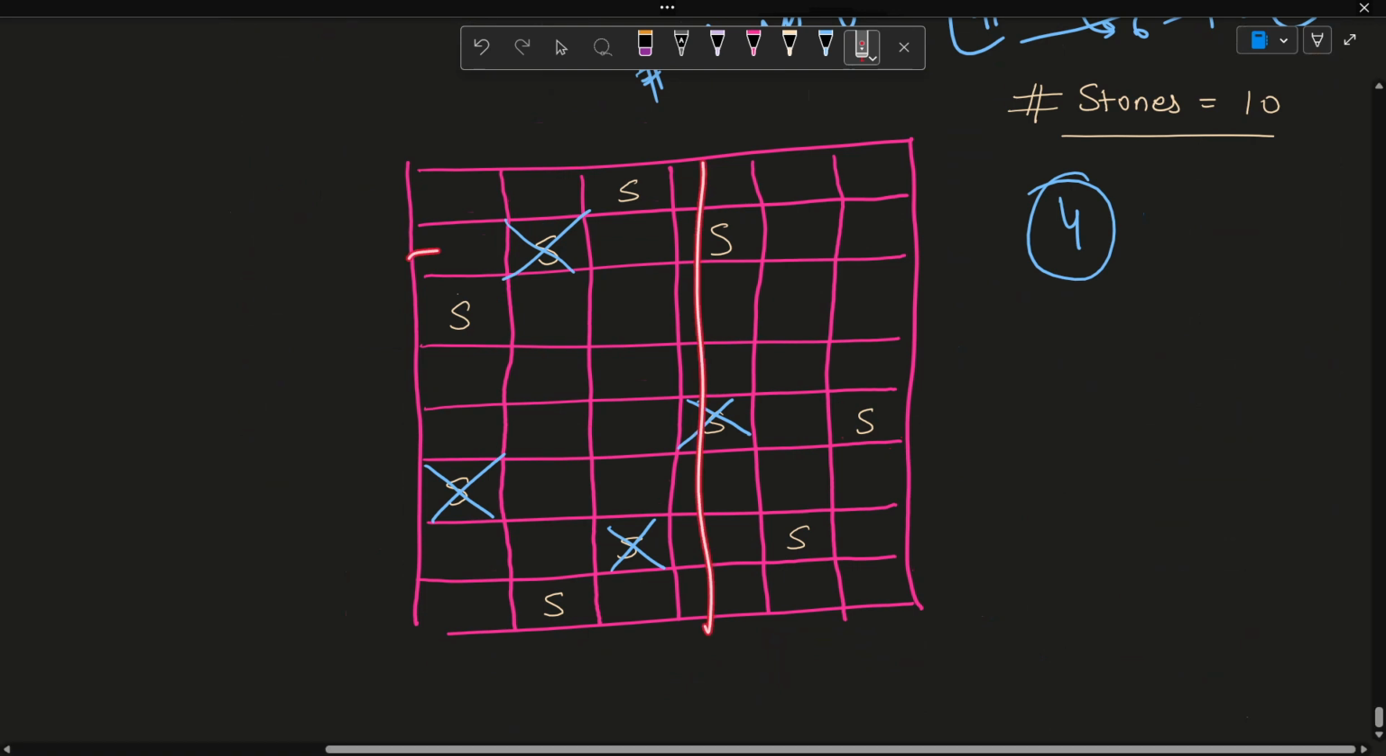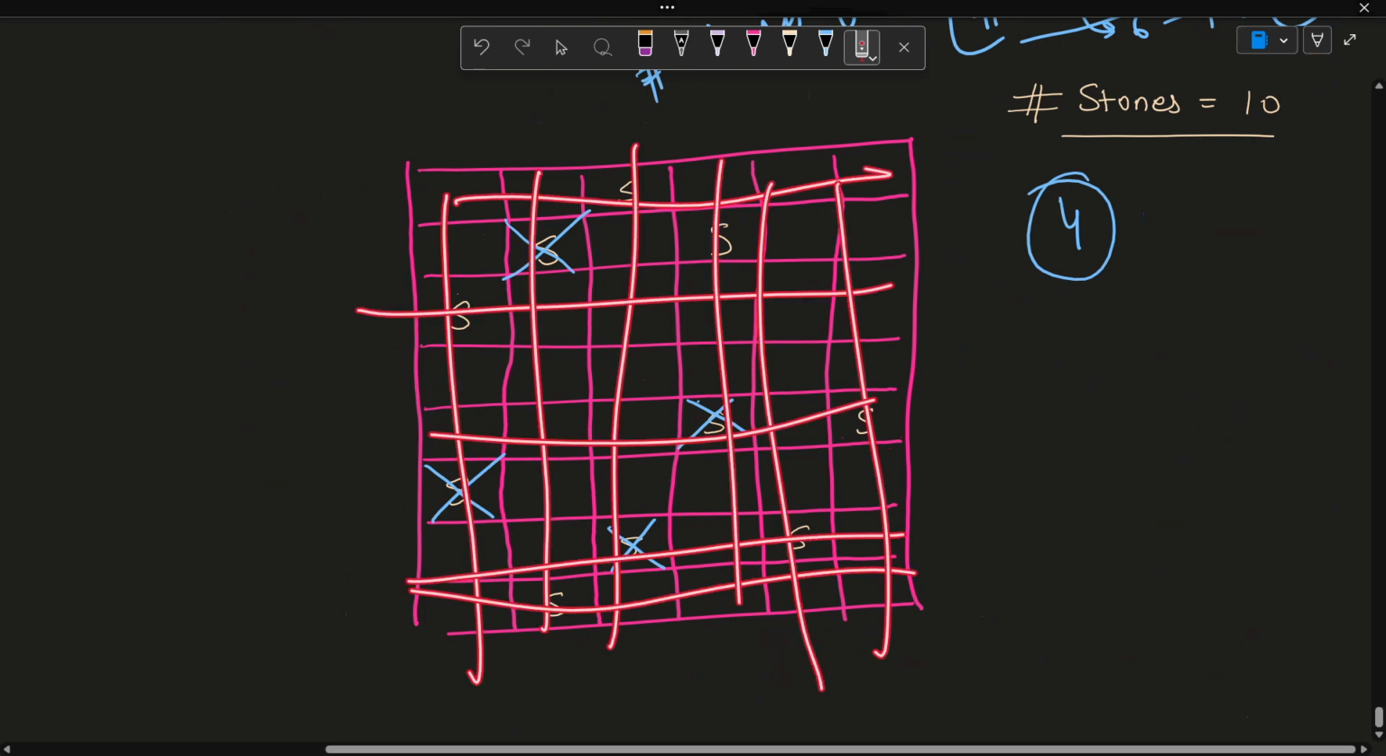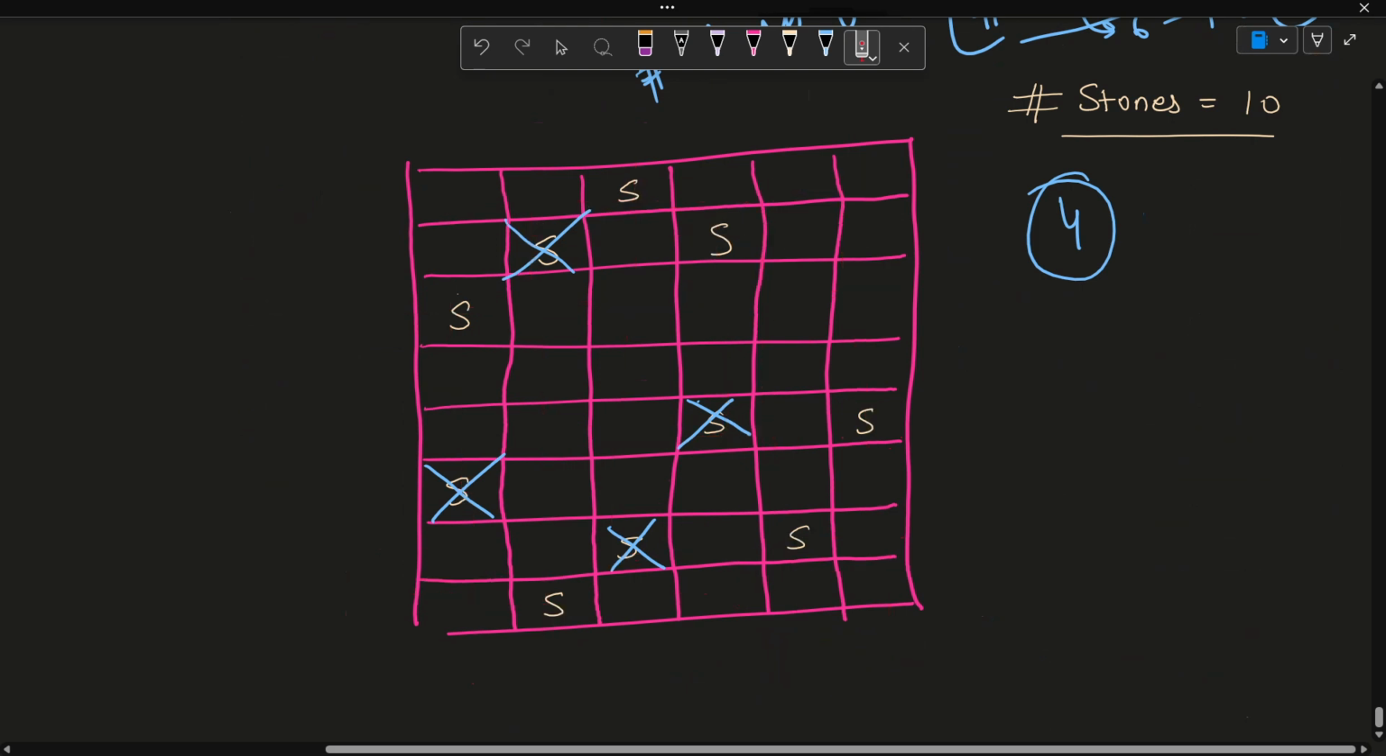Similarly for this, no stones have the same row or column, same for this, same for this, same for every other, right? So we cannot improve on this. So in this case the answer is 4, but in the last case we got 7 as our answer, right? And that would be the max we could actually get.